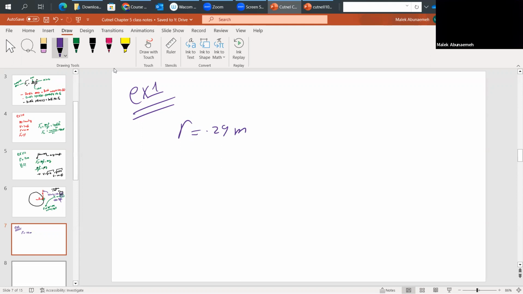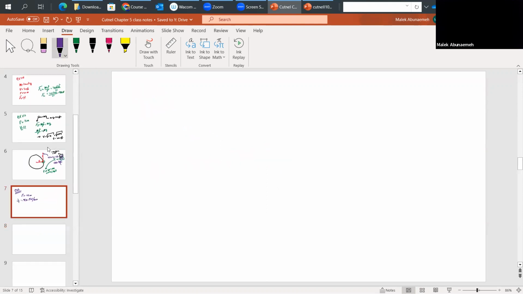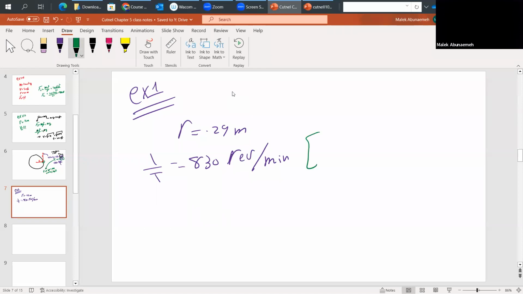And you're going at 830 revs per minute. Now, this 830 revs per minute is the opposite of minutes per rev, or time per revolution. So basically, this is going to be your 1 over T. So in other words, what this means is 830 revolutions for every 1 minute.